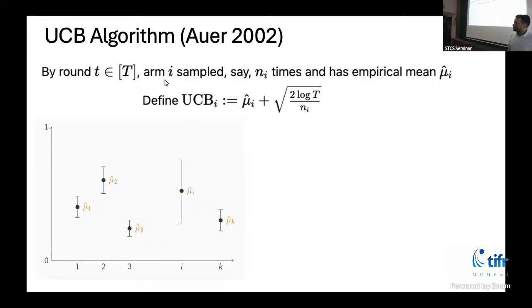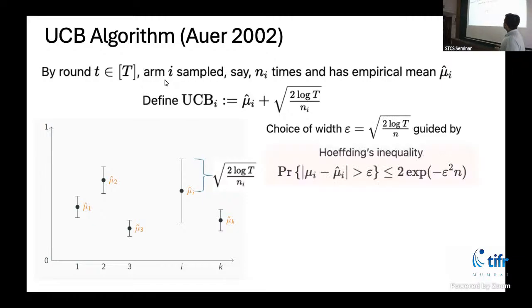And here is the pictorial representation at some point of time during the learning process. There are k arms. We have computed the sample means of each arm, mu1 hat to mu k hat, and we just put an envelope around the sample means. The width of this envelope is the UCB index, the confidence width: the square root of 2 log t by Ni. So the algorithm is simple, and we compute the UCB index.